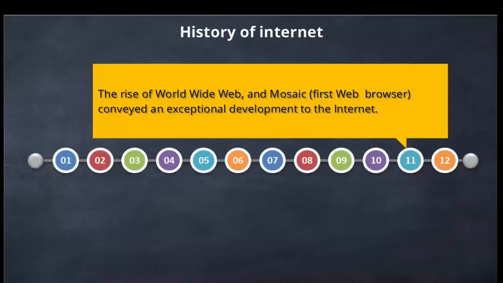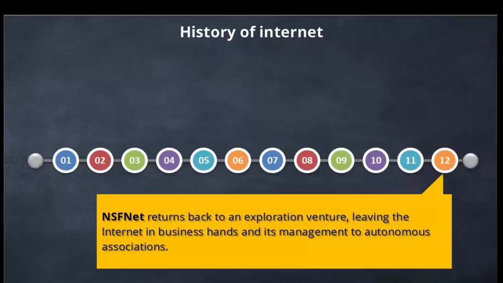The rise of the World Wide Web and Mosaic. In 1993, NCSA Mosaic 1.0, the first web browser, was released to achieve popularity among the general public, conveying an exceptional development to the Internet. NSF-Net returned back to an exploration venture, leaving the Internet in business hands and its management to autonomous associations.